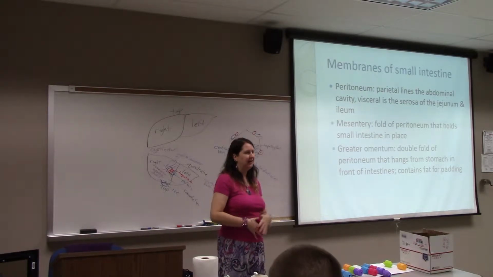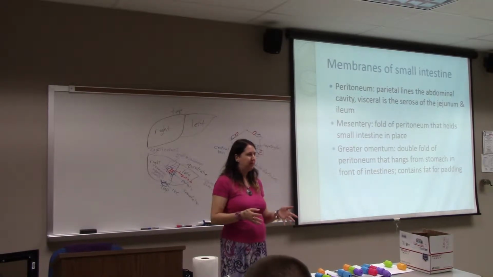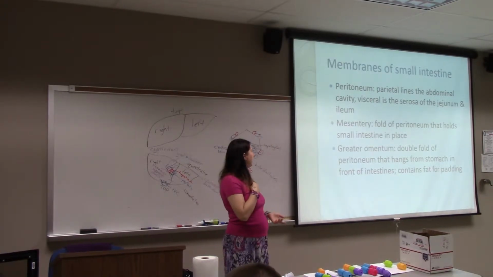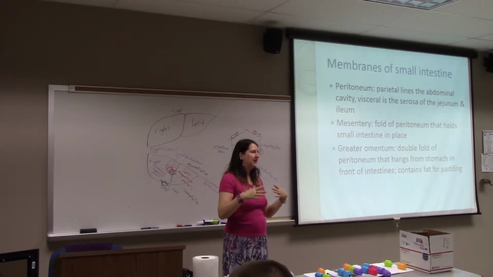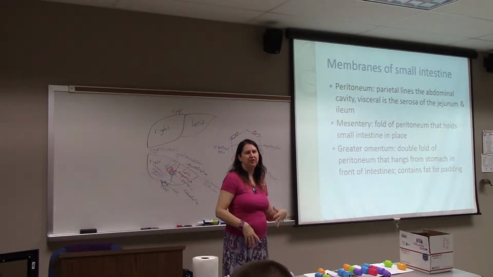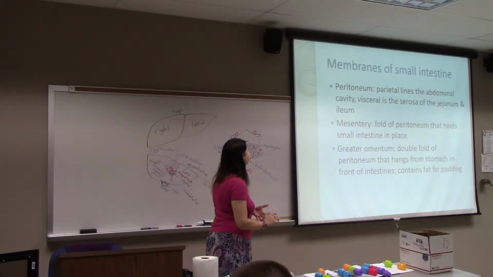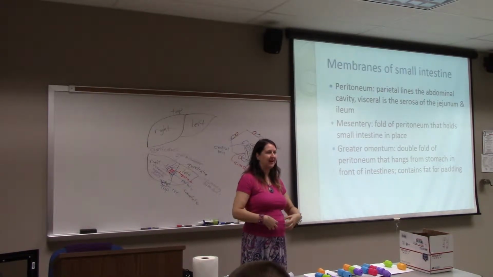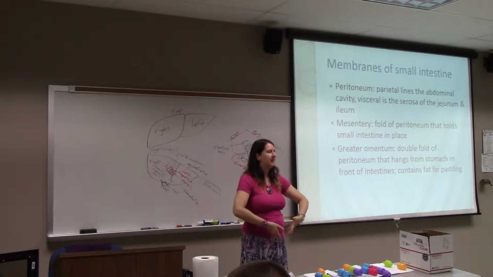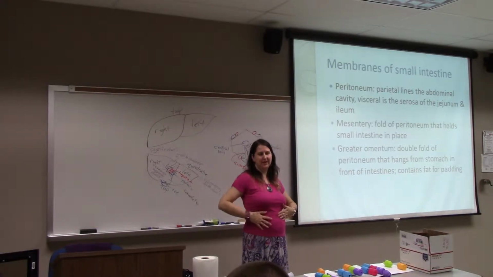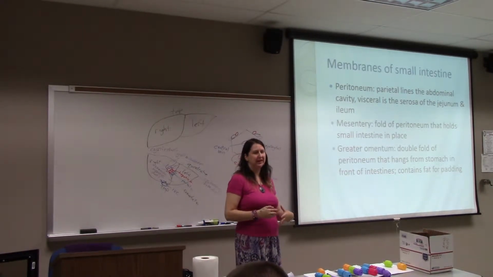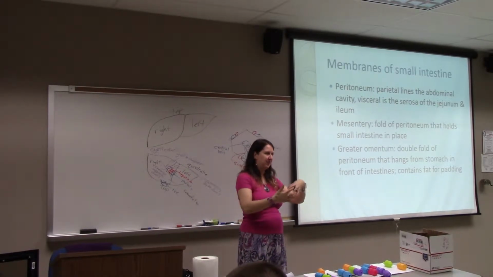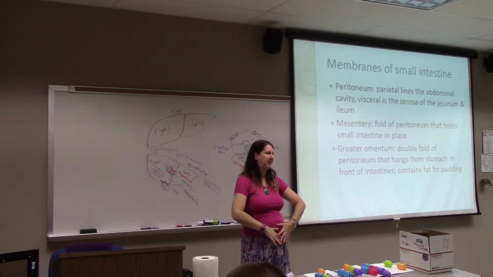Membranes in the abdominal cavity. We talked about the peritoneum. The visceral peritoneum forms the serosa of the jejunum and ileum, also part of the large intestine. Mesentery is a fold of peritoneum that connects from that serosa to the parietal peritoneum around it and helps hold the small intestine in place. Okay? And it's just holding them at the back, so there's still some shift, but it keeps them from all slumping down.